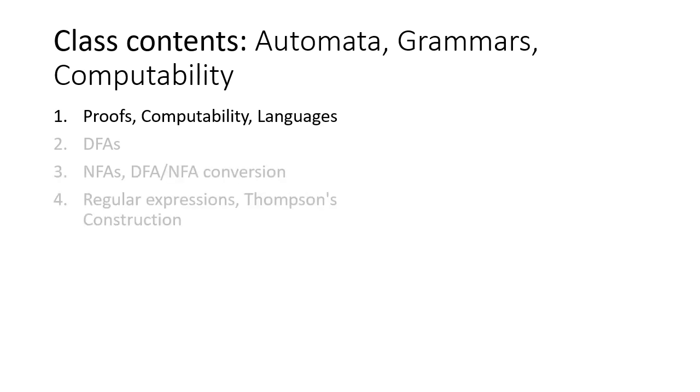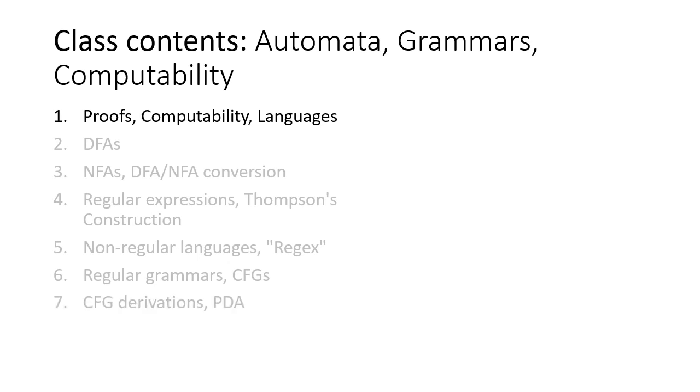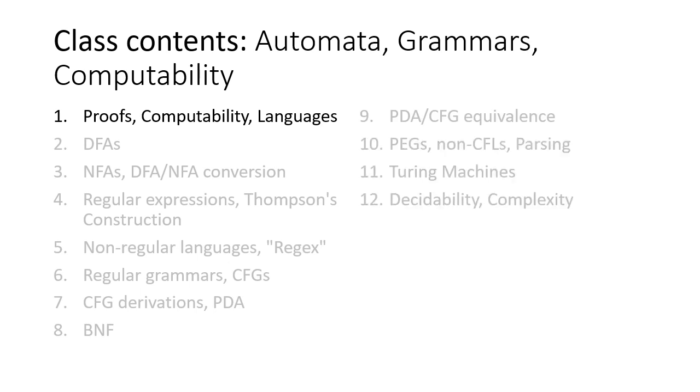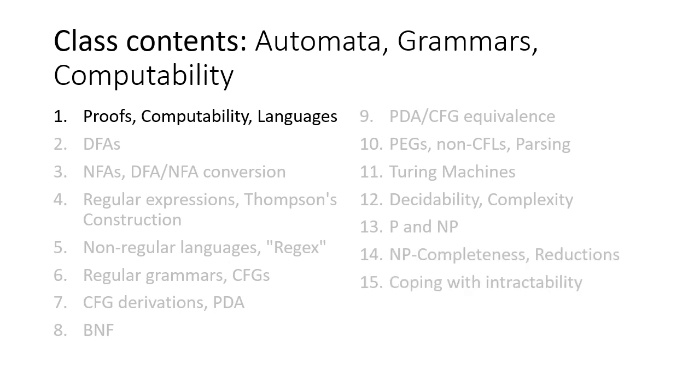automata of various types, regular expressions, non-regular languages, context-free grammars, Backus-Naur form, pushdown automata, Turing machines, decidability, P and NP. I went over that quickly because it's grayed out, since that's not what this video is about, but it gives you a sense of all these little topics that are going to go into understanding automata, grammars, and computability in the end.